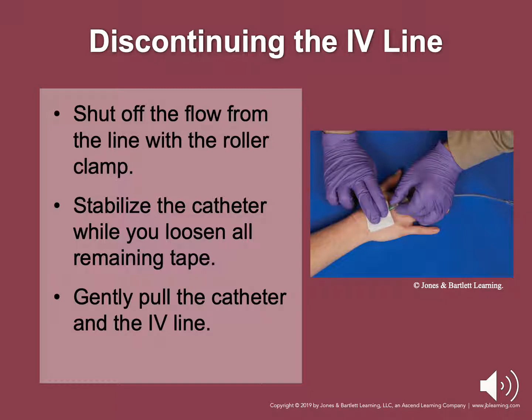So fold a 4x4 gauze and place it over the site, holding it down. While you pull back the hub of the catheter, gently pull the catheter and the IV line from the patient's vein while applying pressure to control the bleeding.